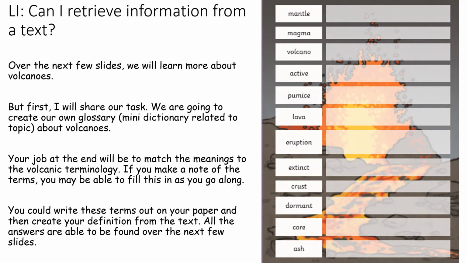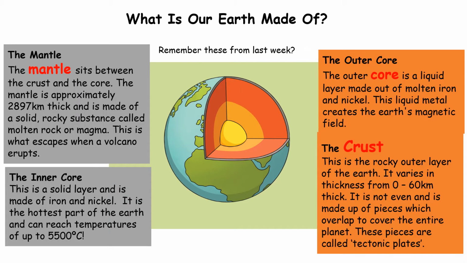So let's go. Okay, just a quick recap on what we were doing last week, because some of these words are going to be in our glossary. So we've got the layers of the Earth. We've got the mantle, which sits between the crust and the core, approximately 2,897 kilometers thick and made of a rocky substance called molten rock or magma, depending on its temperature. It will either be a rock or it will be in liquid form. And so this is what escapes when a volcano erupts.